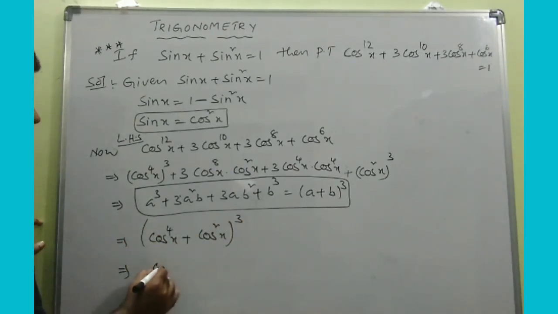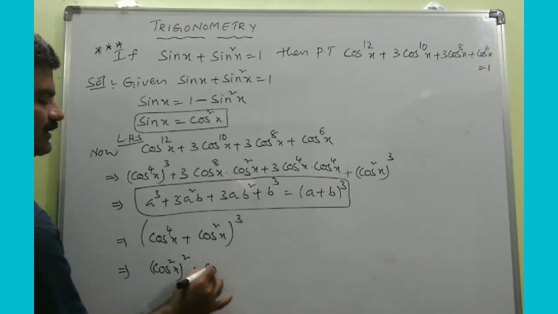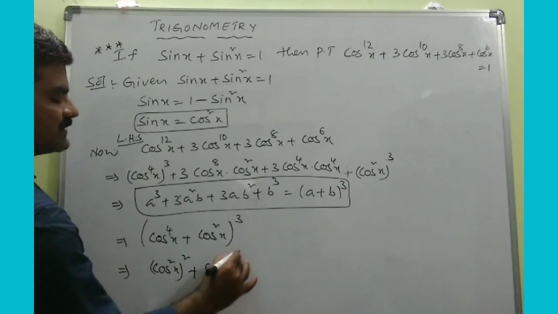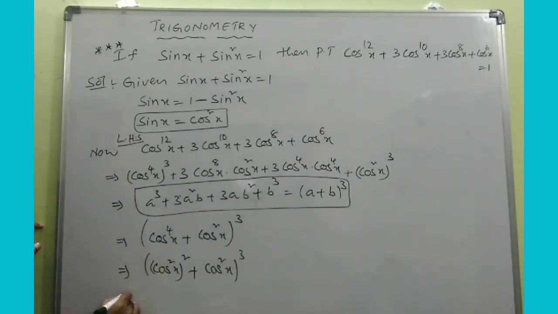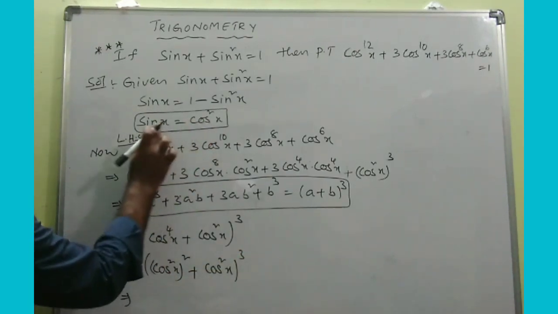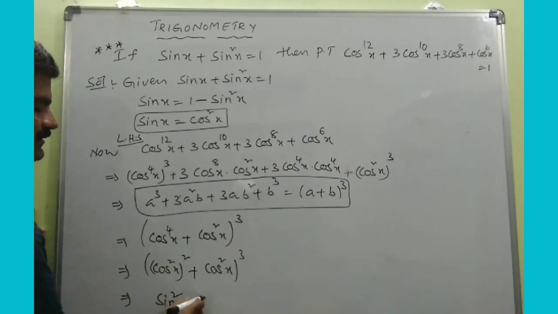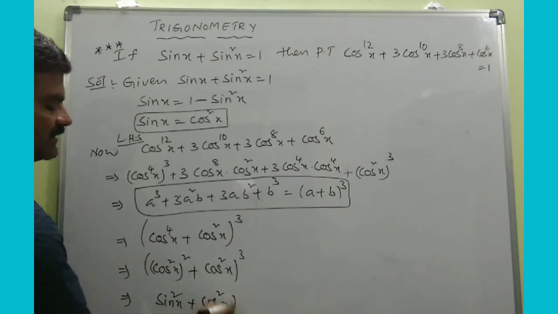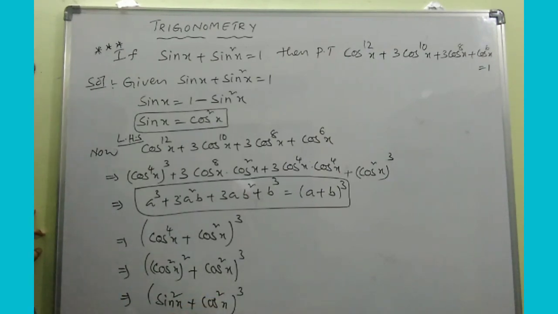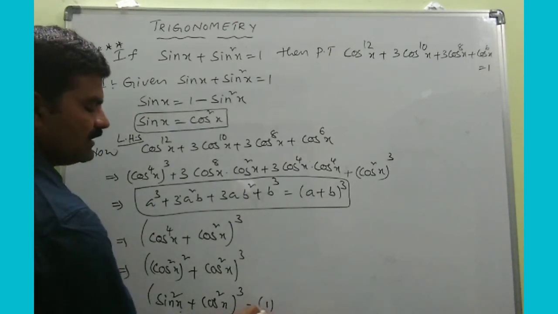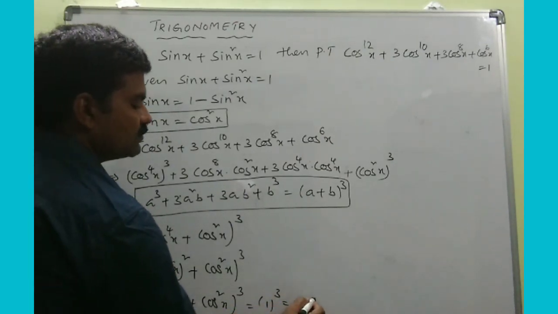So once again, my dear, cos power 4x, I want to write it as cos square x whole square plus cos square x entirely whole cube. So cos square x is nothing but I can write sin x. sin x, but still there is a square, that is sin square x plus cos square x entirely whole cube. sin square theta plus cos square theta, isn't it? So 1 whole cube, which is equal to 1.